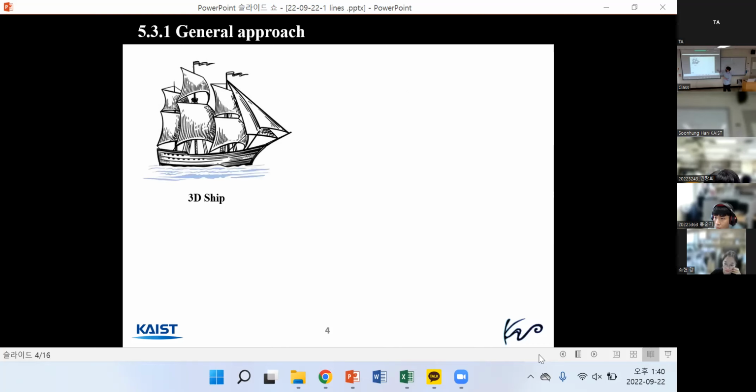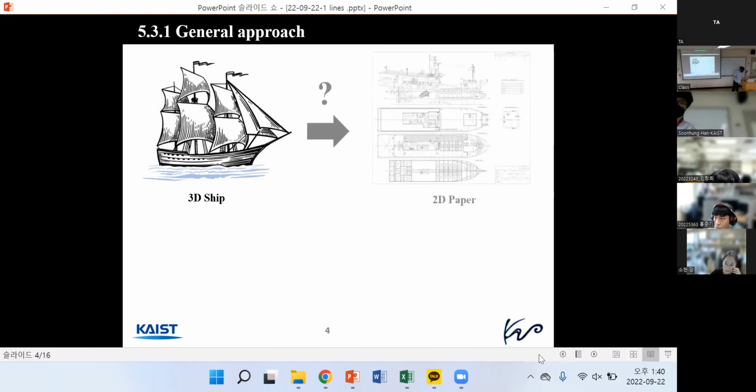As you can see in these figures, the shape of the ship is three-dimensional, not two-dimensional, and it also has curved surfaces. However, the papers and line drawings are clearly two-dimensional, with lines on 2D paper. So the key problem is describing a three-dimensional shape in two dimensions using line drawings.